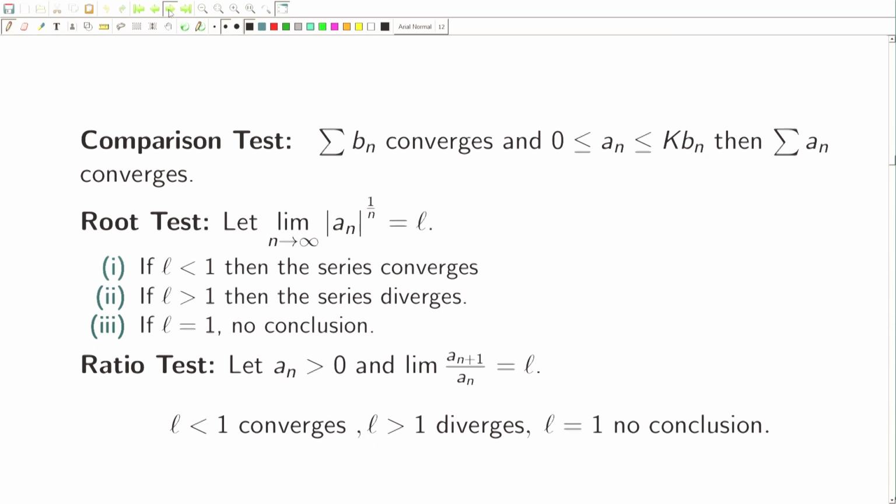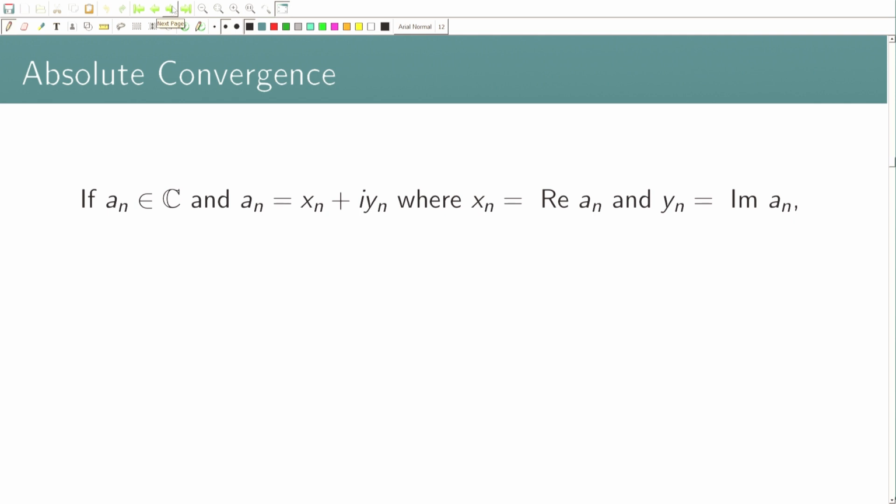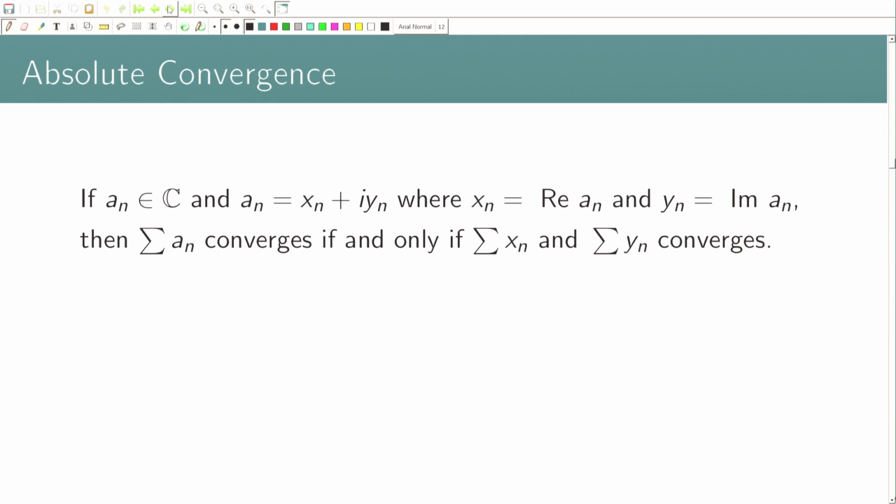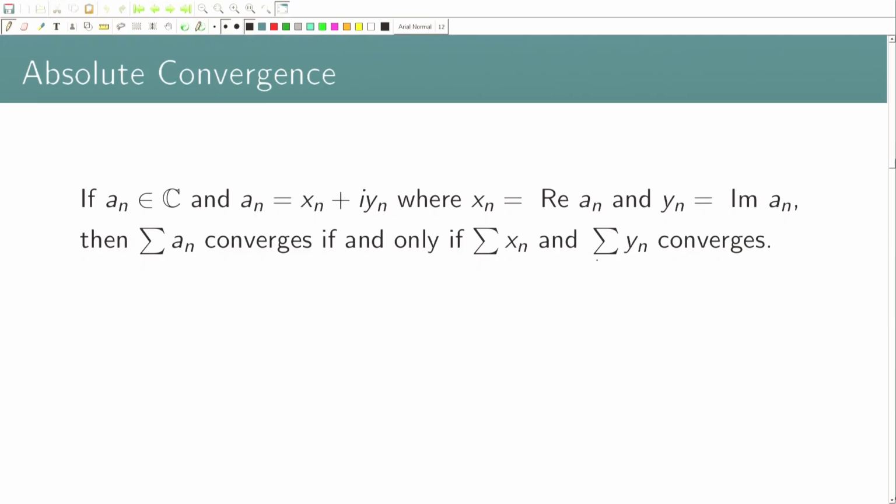So, now let us talk about complex series. Now, if we have A n, for each n, A n is a complex number, where A n is equal to x n plus i y n, where x n is the real part of A n and y n is the imaginary part of A n. Then we will say that the series A n converges if and only if both the series, summation over x n and summation over y n, converge.